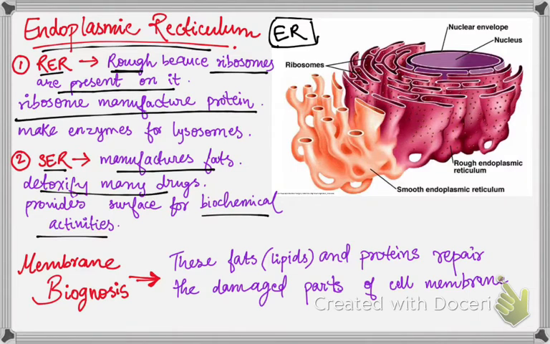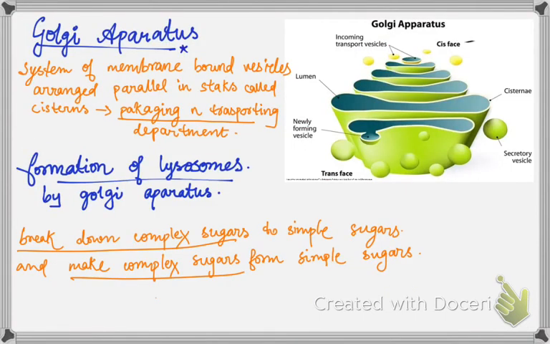Now let's learn about Golgi apparatus. Golgi apparatus is the system of membrane-bound vesicles arranged parallelly in stacks called cisternae. You can refer to the picture to understand it in a better way. These Golgi apparatus act as the packaging and transporting department in a cell. Formation of lysosomes also takes place over here. Golgi apparatus also convert simple sugar into complex sugars and they break down complex sugars into simple sugars.